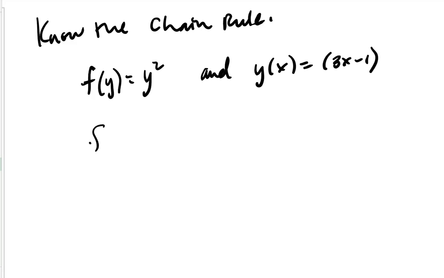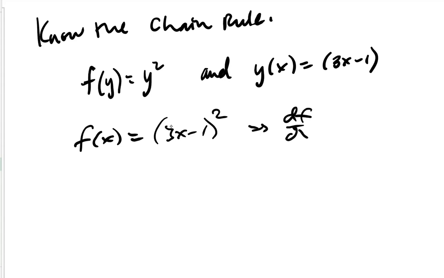Then f of x will be 3x minus 1 quantity squared. And now when you find the derivative of f with respect to x, you get 2 times 3x minus 1 times the 3 inside, right? So 6 times 3x minus 1. Derivative of the outside times the derivative of the inside, like that.